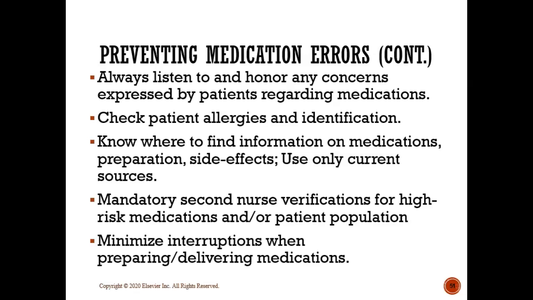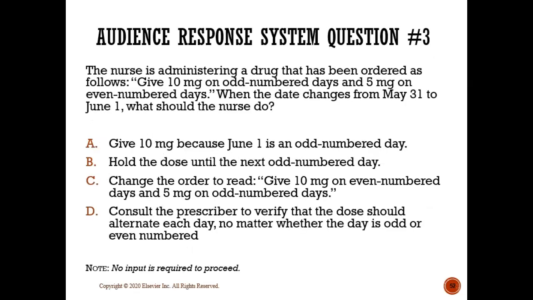All right, so now let's do a case. Try to answer it off the top of your head and see if you have the right answer. So in this case, the nurse is administering a drug that has been ordered as follows. Give 10 milligrams on odd number days and 5 milligrams on even number days. When the date changes from May 31st to June 1st, what should the nurse do?